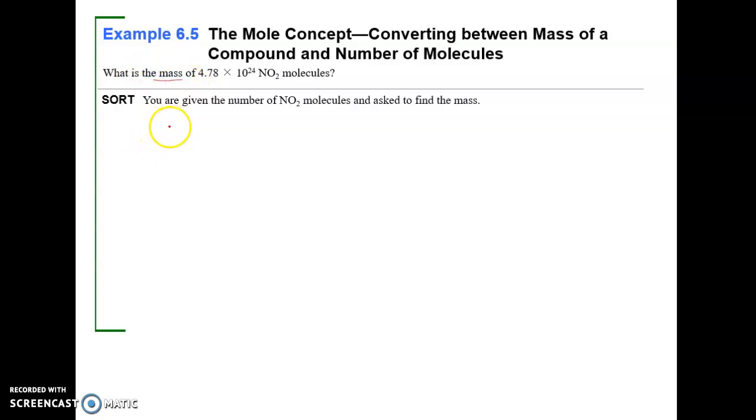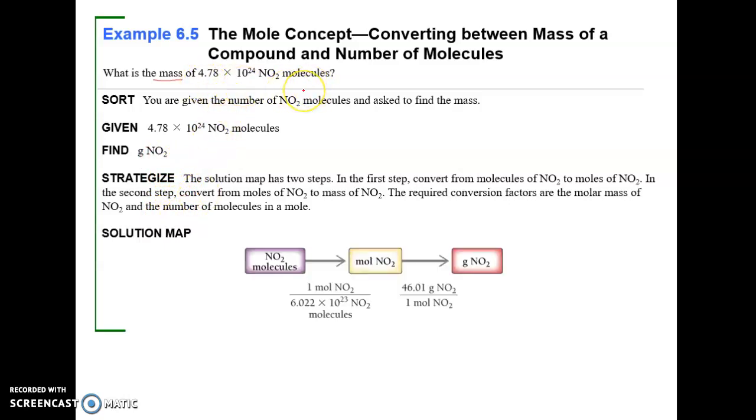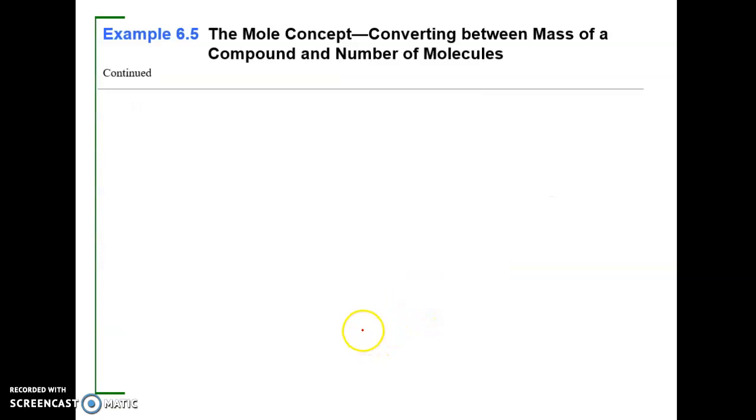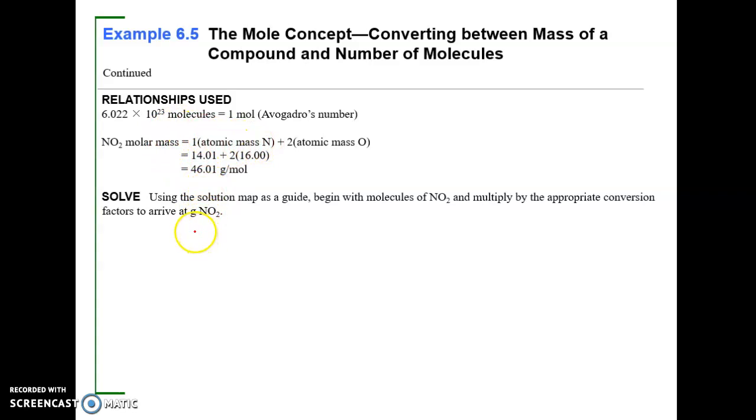All right, so let's sort it out. This is what we're given. This is what we need to find. We're going to start with what we're given, our molecules. We're going to use Avogadro's number to get out of molecules and into moles. And then we can use the molar mass of NO2 to get out of moles of NO2 and into grams of NO2. Let's see how this works out. We just calculated the molar mass of NO2, so we already found that, and we do know Avogadro's number.